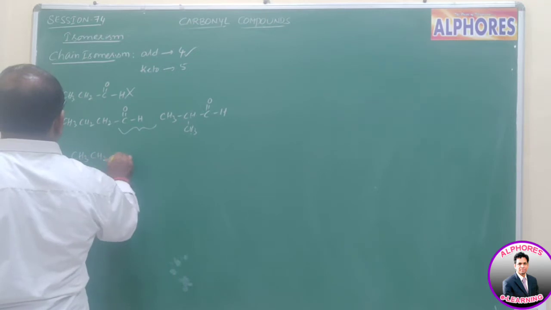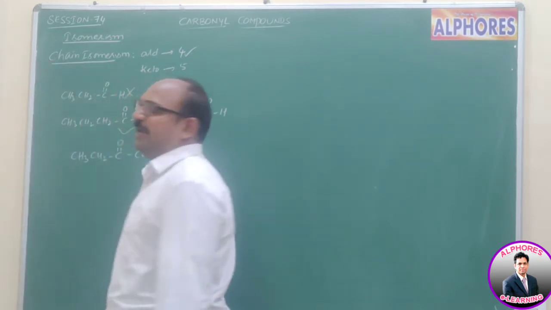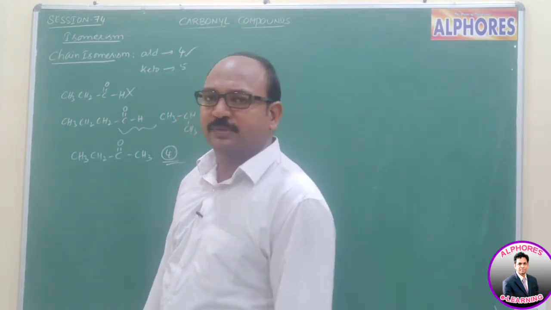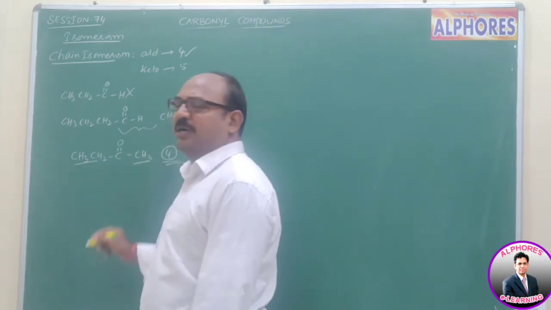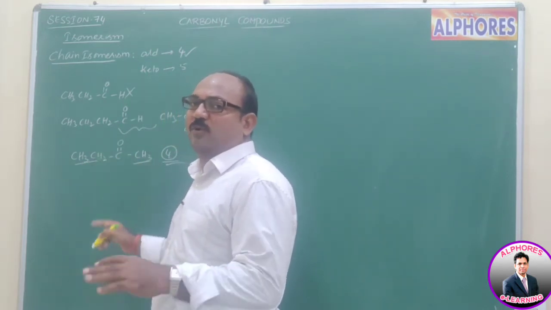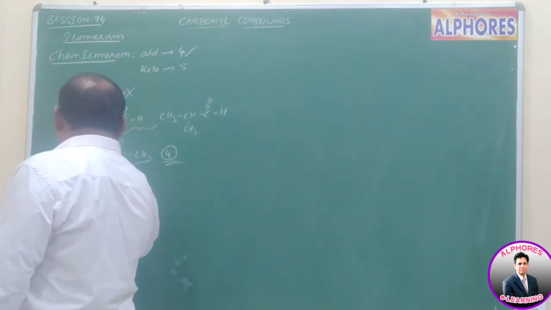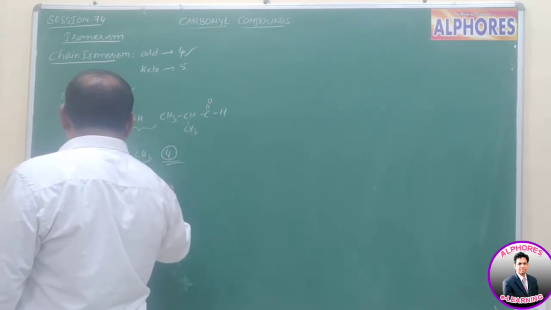CH3, CH2, C double bond O, CH3. I used to consider a 4 carbon containing ketone. Is it possible to write one more chain isomer for this one? Here this one consists of only 2 carbons and this one consists of only 1 carbon. For this 2 carbon and 1 carbon we cannot write any chain isomers. Instead of this, if you consider a 5 carbon containing CH3, CH2, CH2, C double bond O, CH3.